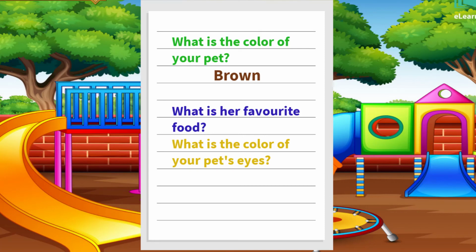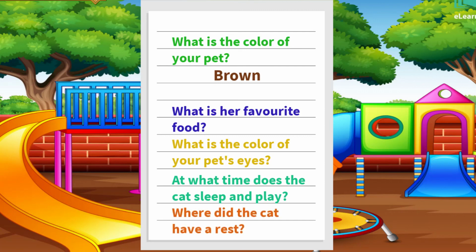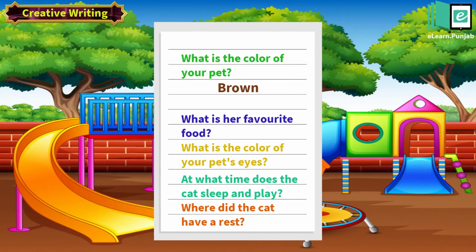It's black in color. At what time does the cat sleep and play? My cat sleeps with me at night, and when I wake up, she also wakes up and plays with me. Where did the cat have a rest? She rests in my bedroom under the table.